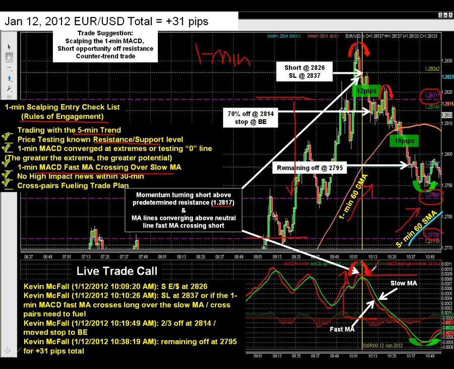We have convergence, we have crossover, the fast moving average crossing over the slow moving average, and we have divergence developing, and you can see that's going to be confirmed by this histogram that's developing, this red valley. So we have the crossover here, and on our checklist, no news coming out, and are the cross pairs going to fuel this trading plan?